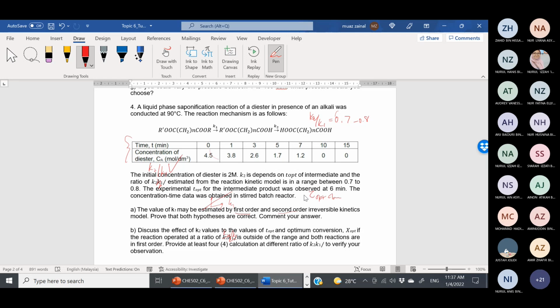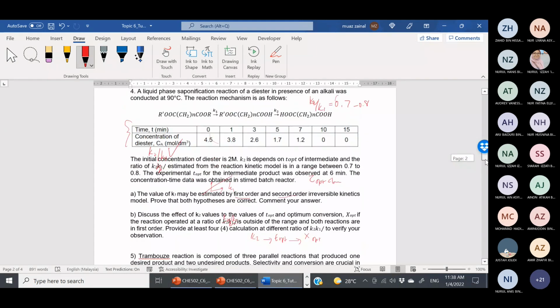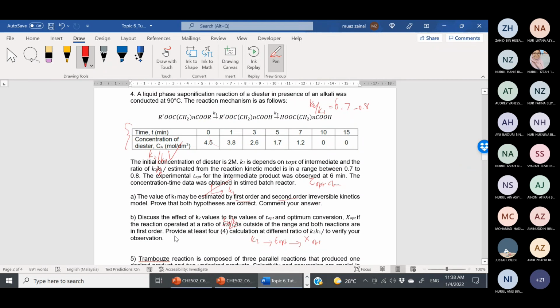Okay, so sekarang ni you kena discuss bila K2 berubah, apa impact dia pada T optimum dengan juga apa impact dia pada X optimum, conversion optimum. Daripada situ first, you kena dapat what is value of K2. Daripada sini K1 you kena dapat daripada graph. Daripada situ you akan dapat set of K2. Sebab apa you kena dapat in a range? Sebab dia dah bagi tahu K2 over K1 tu ada 0.7 to 0.8. So means that you have a range of K2 here.